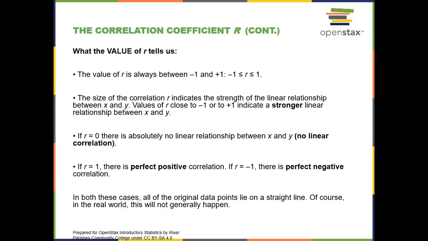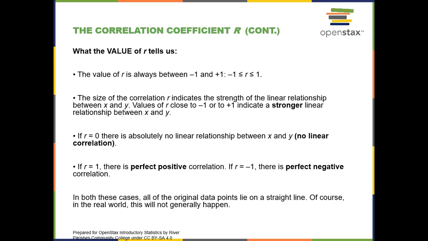What the value of R tells us: R is the correlation coefficient. The value of R is between -1 and +1, that is, -1 ≤ R ≤ 1. The size of the correlation R indicates the strength of the linear relationship between X and Y. Values of R close to -1 or to +1 indicate a strong relationship. Here it is -0.9629, which is a strong negative linear relationship between X and Y.